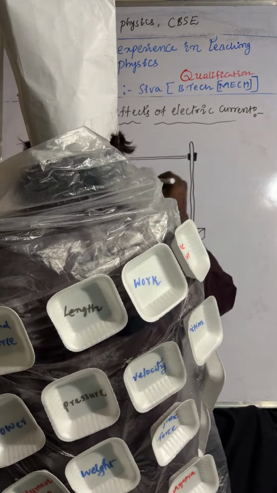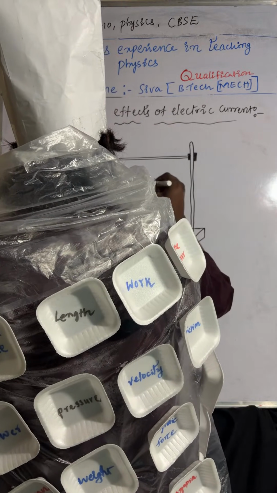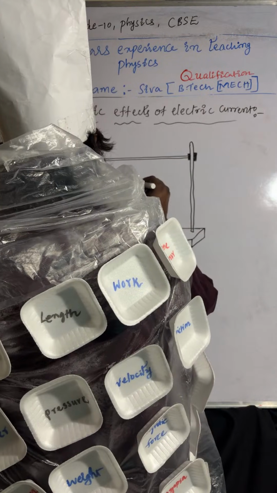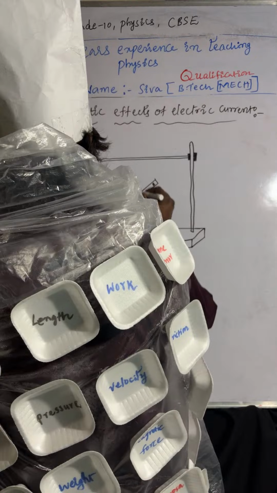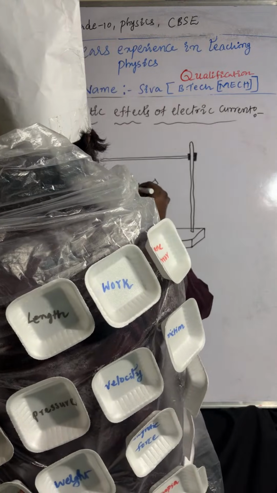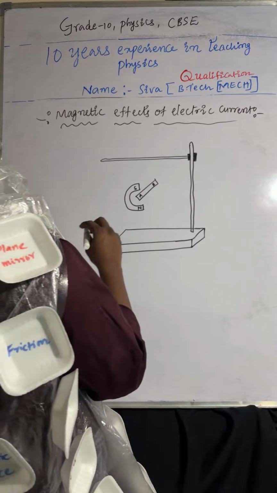I'm taking the conductor, an aluminum rod. That is AB. And here I'm taking a horseshoe magnet, a U-shaped magnet. This is north and this one is south. Understood or not? So here you can observe.